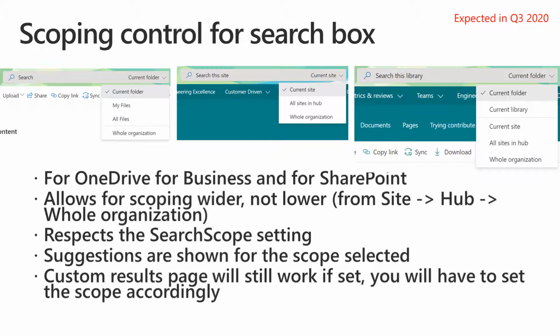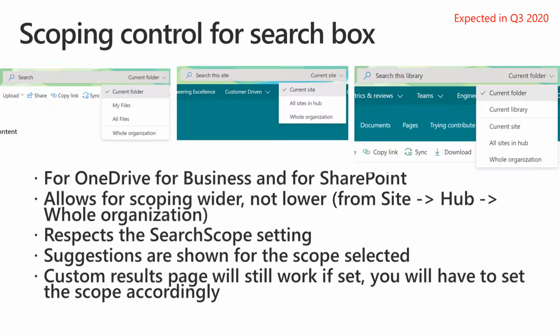So if you set it to hub, for example, for a site that is associated with the hub, you'll only see the all sites in hub and whole organization scopes. You won't see the current site scope. And then if you set it to whole organization, again, whole organization will be the scope, and you won't see the scoping control since you can't change it further down. And then the suggestions that we show will match the scope selected. So if you're switching over to current folder, for example, in a library or in your OneDrive, you'll see suggestions from that scope. If you're switching to hub or whole organization, you'll get the suggestions for that selection. So the suggestions that appear under the search box will match those things.